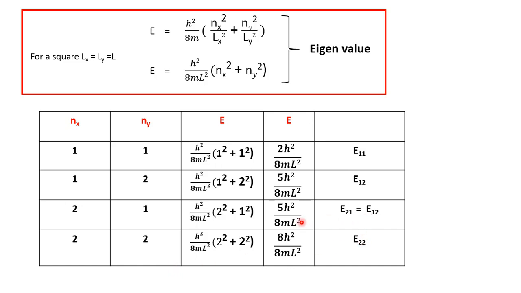Now representing this in the form of an energy level diagram, the lowest energy will be E11 and the next higher energy will be, instead of 2 h square, now we will have 5 h square by 8m L square, and there are 2 levels which have the same energy, as we have seen earlier. That is E21 is equal to E12 is equal to 5 h square by 8m L square, and 2 levels having the same energy is what you call degeneracy. That is the number of energy levels having the same energy. This is doubly degenerate. Degeneracy is 2 levels have the same energy.